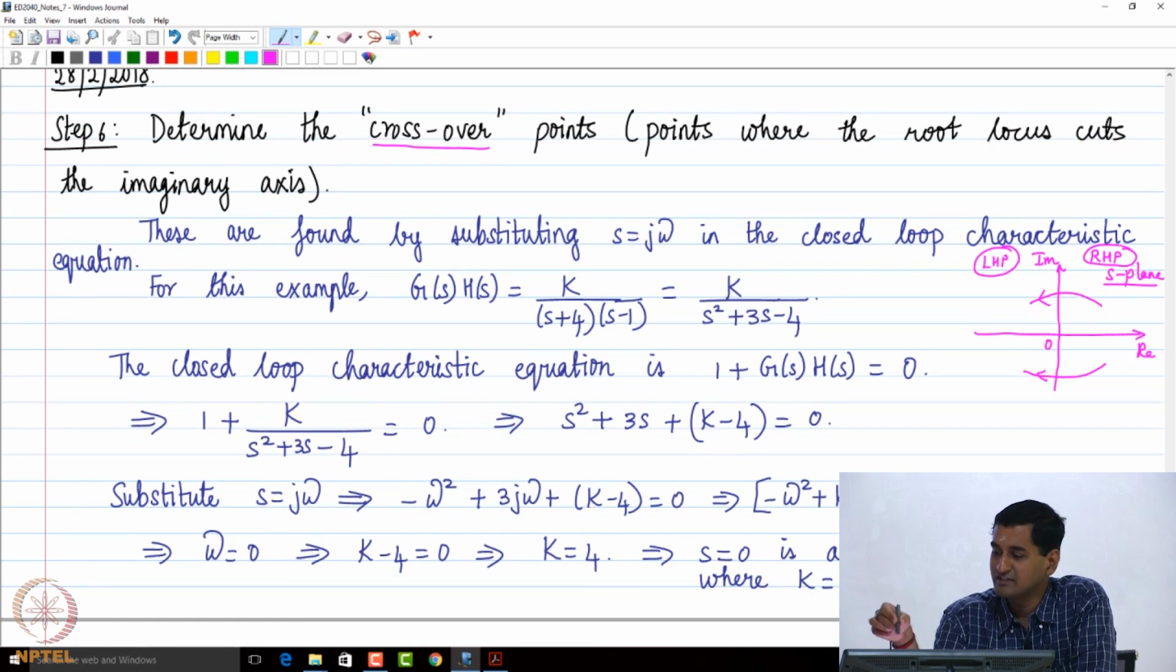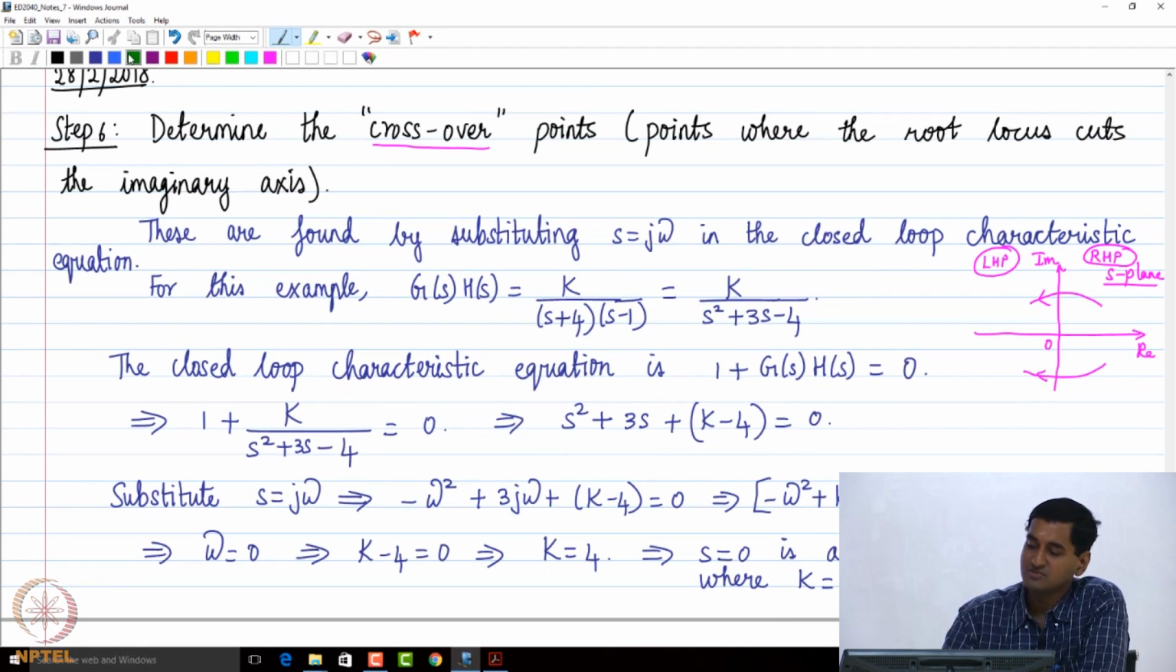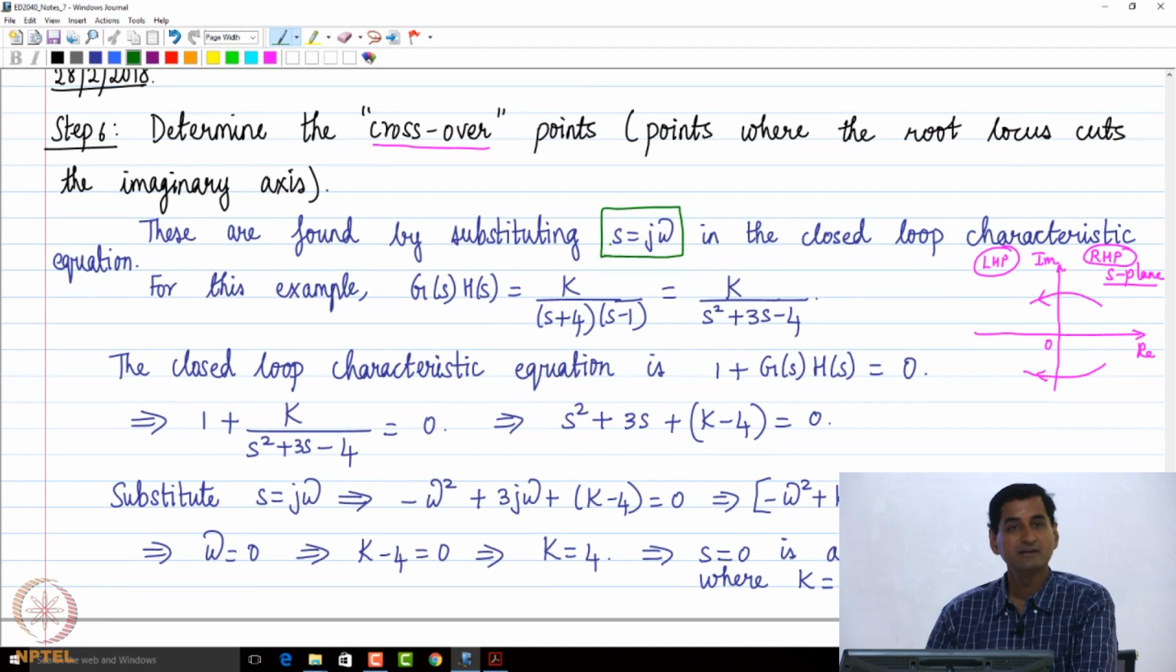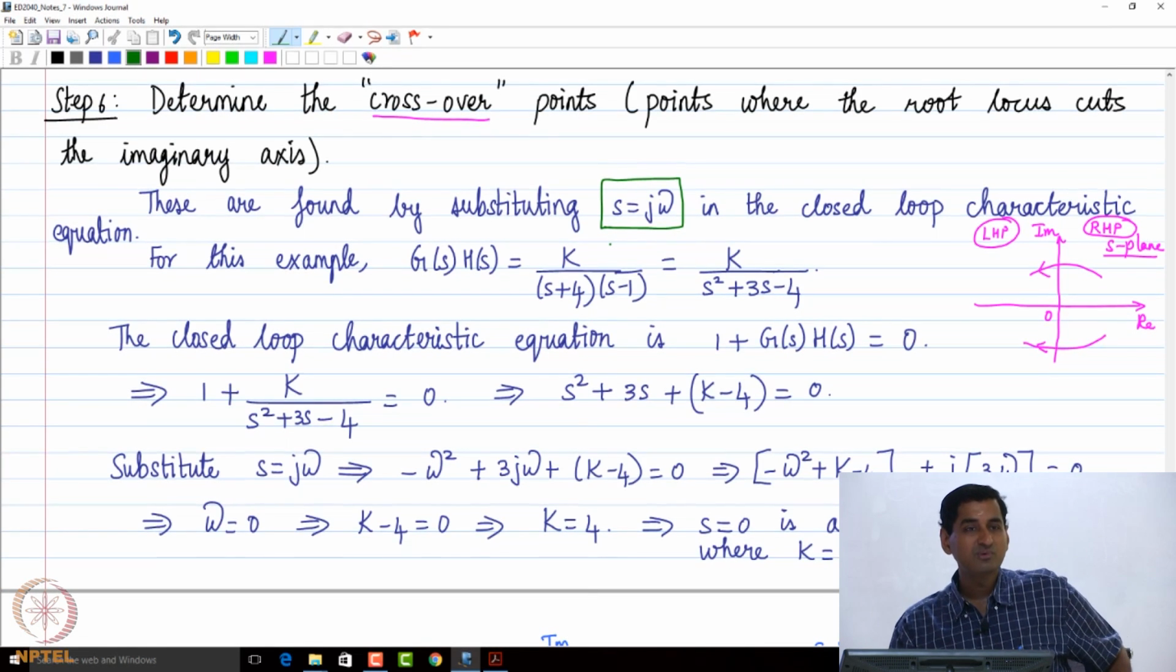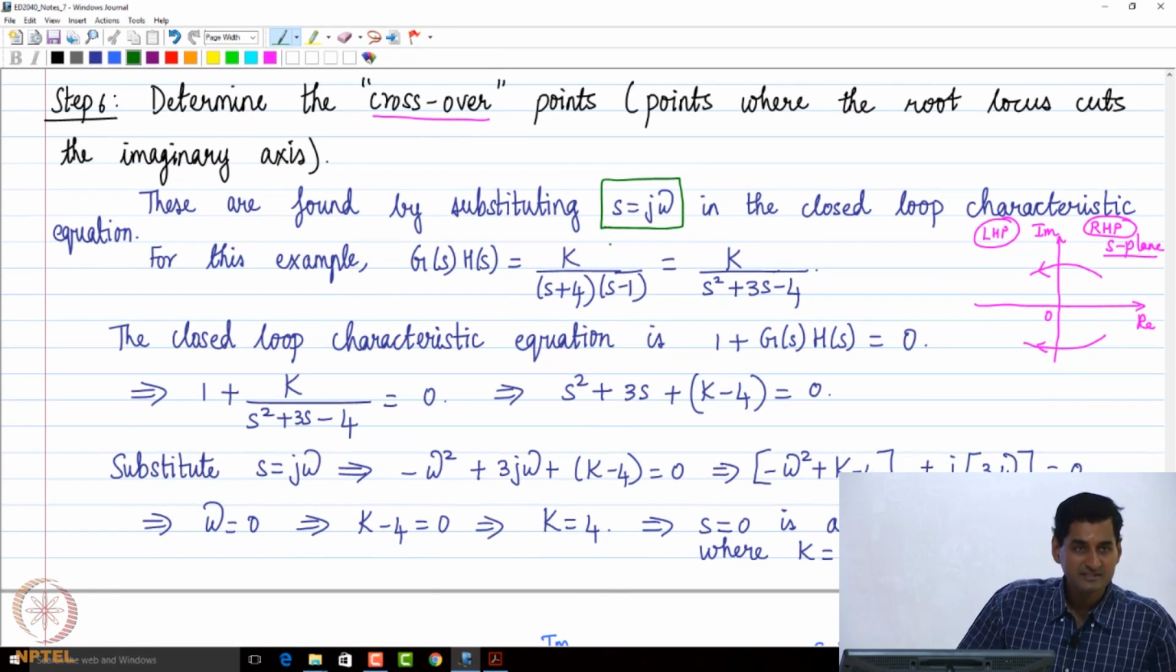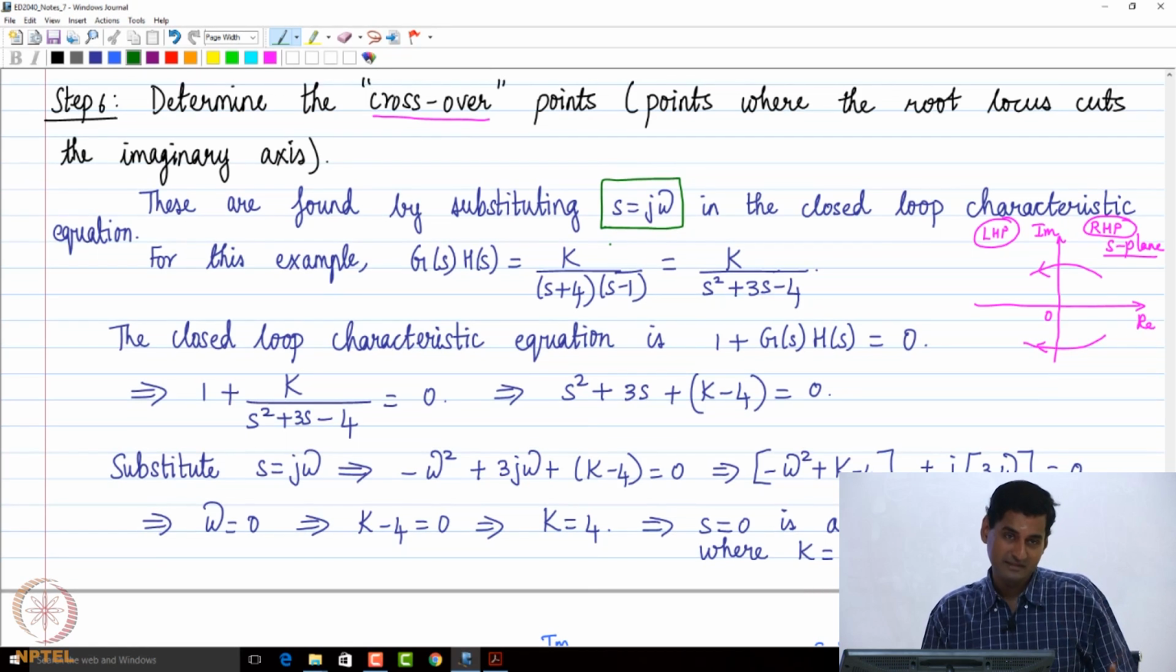So, that is why we are looking for where the root locus cuts the imaginary axis, okay. Those points are what are called crossover points. And how do we figure those out? By substituting s equals j omega in the closed loop characteristic equation. Why? Because if any branch of the root locus cuts the imaginary axis, which includes the origin, by the way, right.